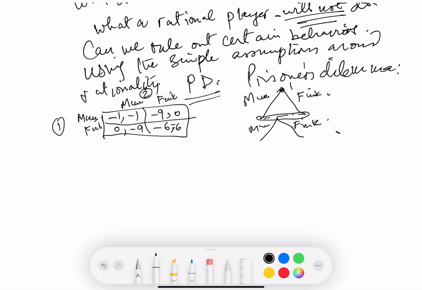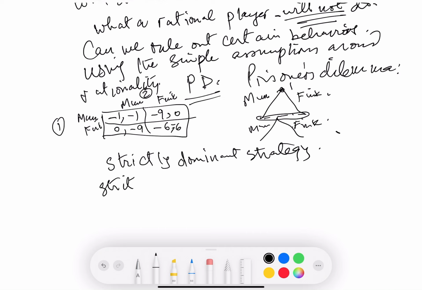So now let's look at what the player is supposed to do. And what I want to introduce here is the concept of what is called a strictly dominant strategy, or equivalently a strategy that is strictly dominated by another strategy. Okay?